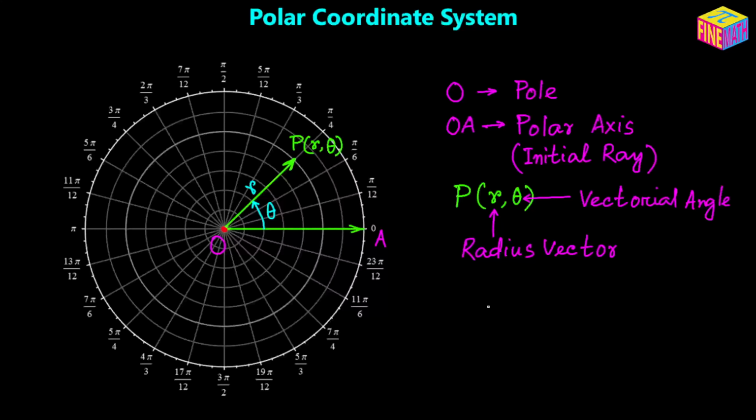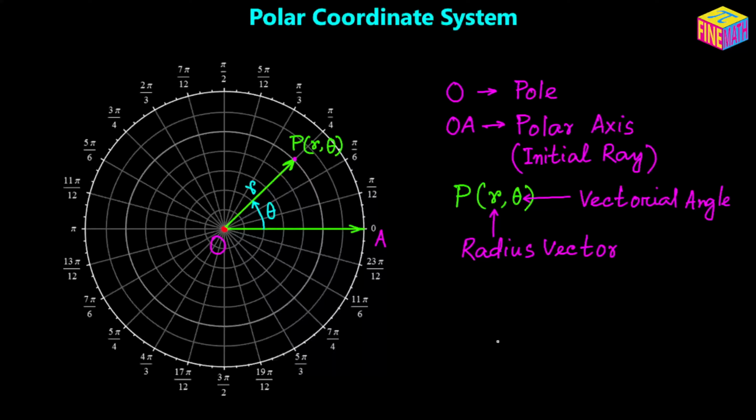And then if we have a point P, which is right here, let me highlight that with a pink dot. Let's suppose this is the point P, and the point P's coordinates can be denoted as (r, theta). Now what is r? Well, r is the distance from the pole to the point. It's a straight line distance and it's actually called the radius vector.